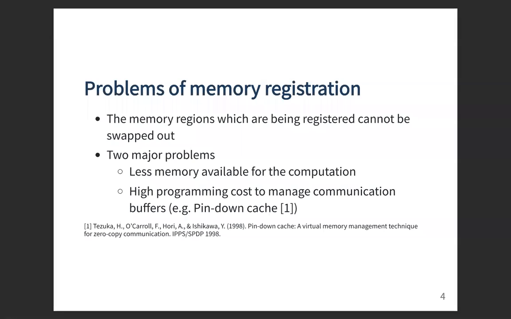However, there are problems with memory registration. The memory regions which are being registered cannot be swapped out. This causes two major problems. Firstly, you can use less memory available for the computation without swapping out. To cope with this issue, many researchers have researched methods to use a registered buffer again and again. The typical method is pin-down cache, but it takes high programming cost to manage communication buffers.